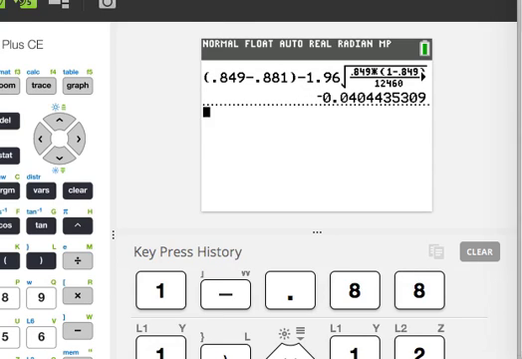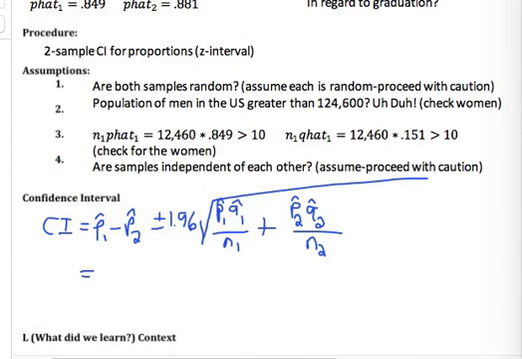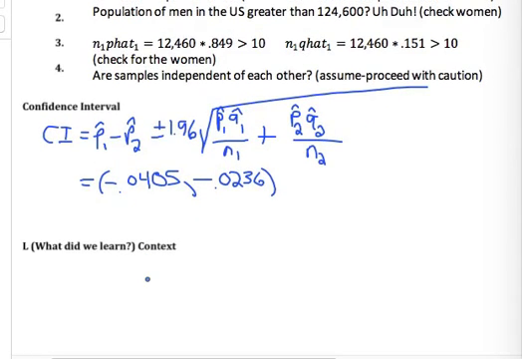So let's move this calculator out of the way and write down our work. My confidence interval's lower edge is negative 0.0405. That's what I have anyway. And then when you do the plus and put that all in again, you're going to have 0.0236 or something really close to that. That's the confidence interval. Now, let's conclude.